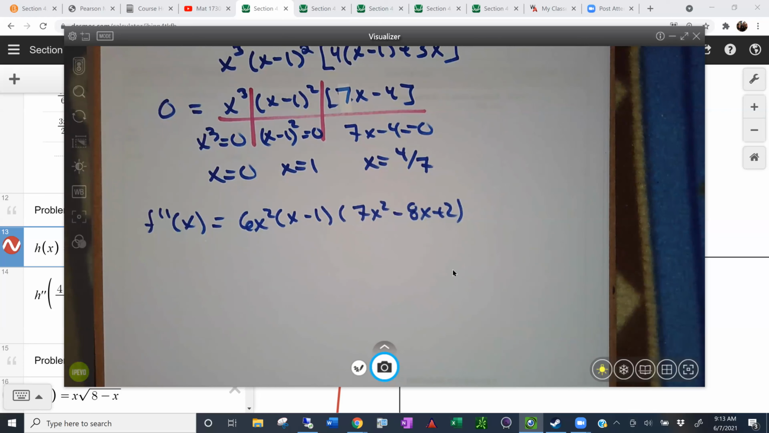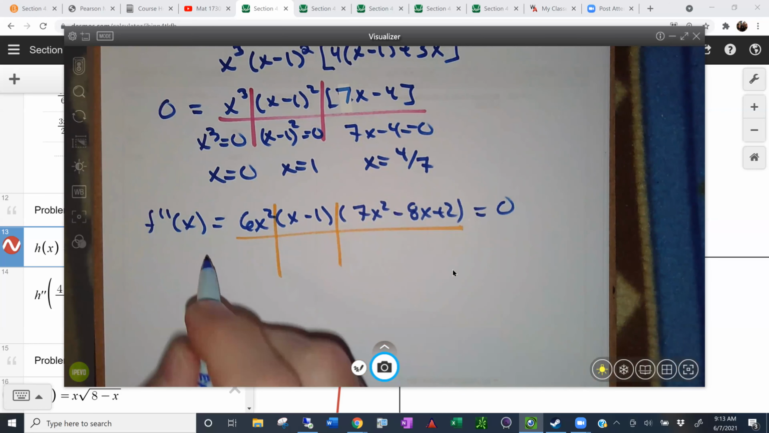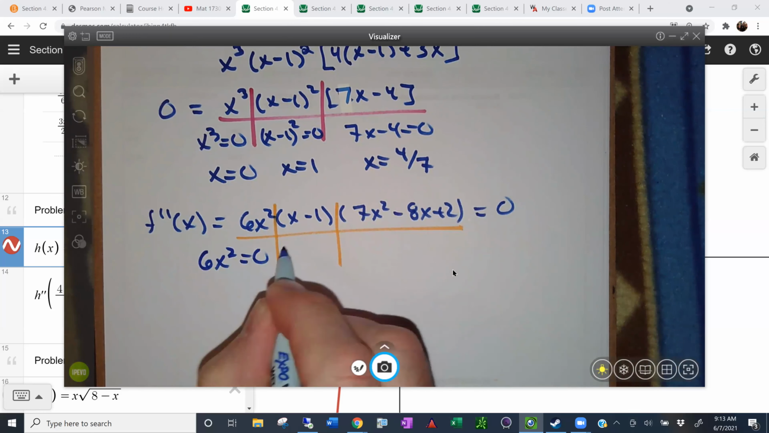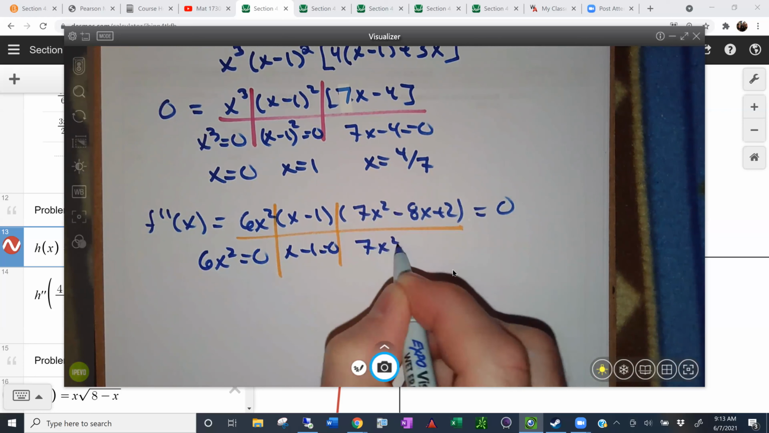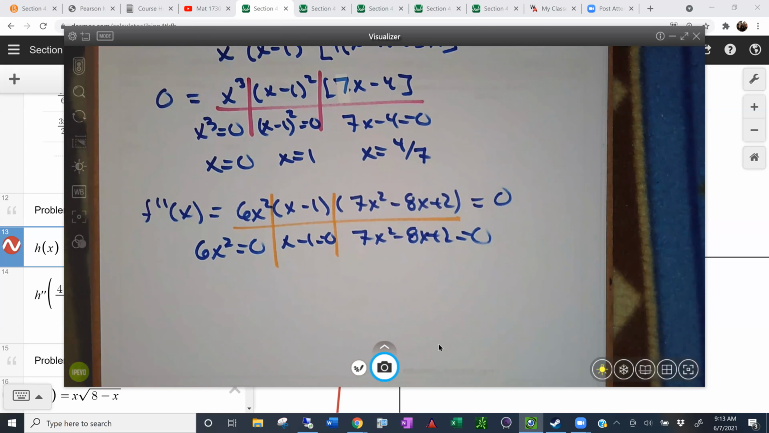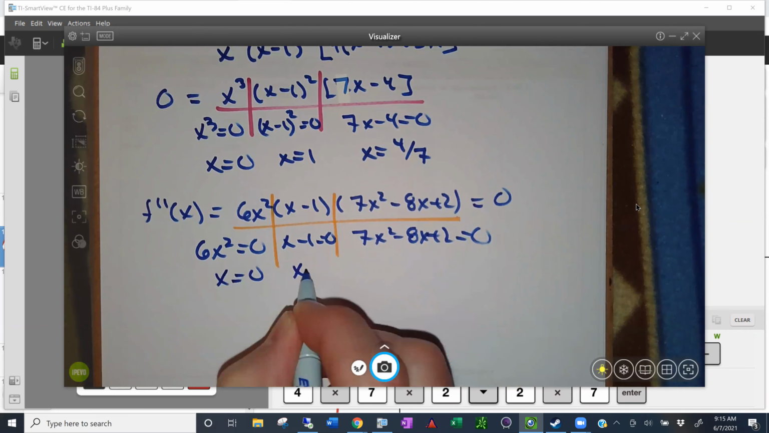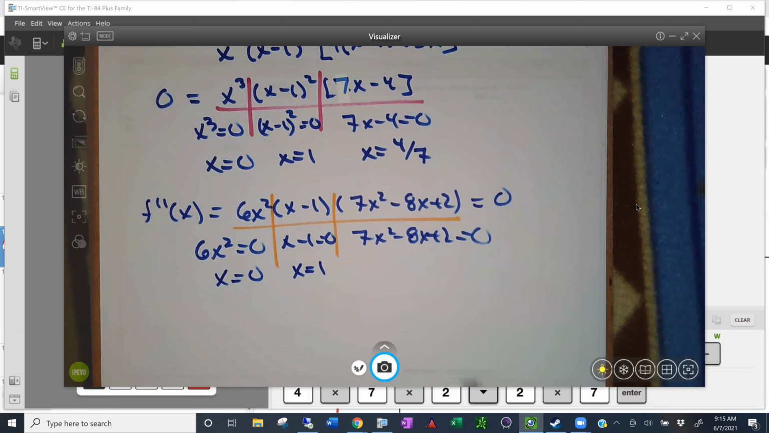So same kind of thing here. We're looking to find where this is equal to 0. And that's going to mean one of these things has to be 0. So either this is 0, 6x squared equals 0, x minus 1 equals 0, or 7x squared minus 8x plus 2 equals 0. So we can see where this one's equal to 0. That's x equals 0. This is x equal 1. And this one's just a big mess.